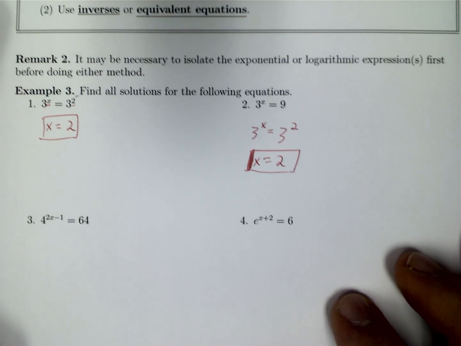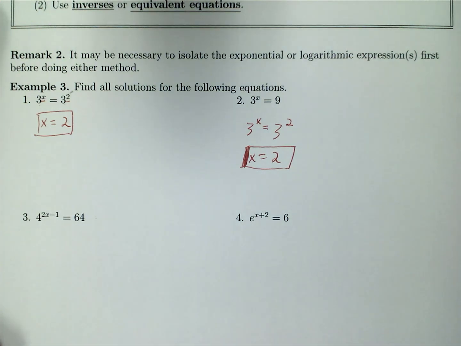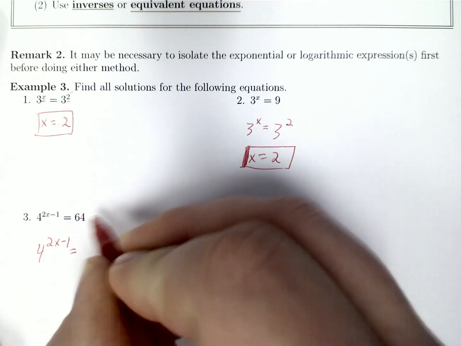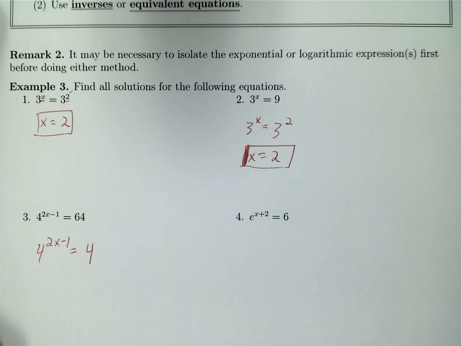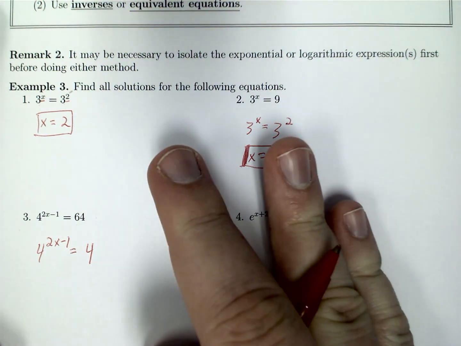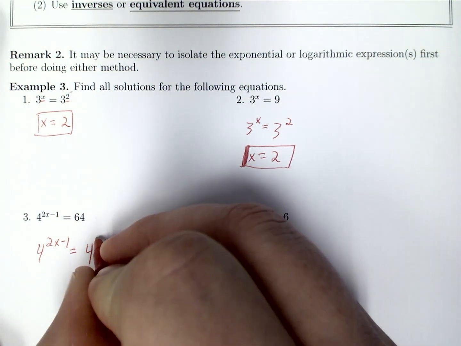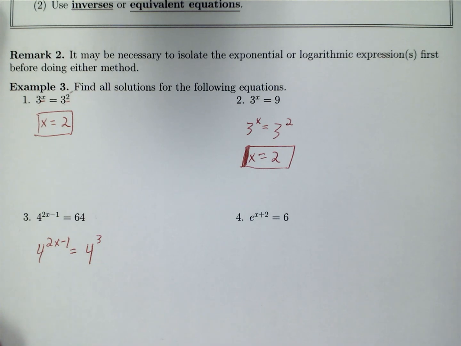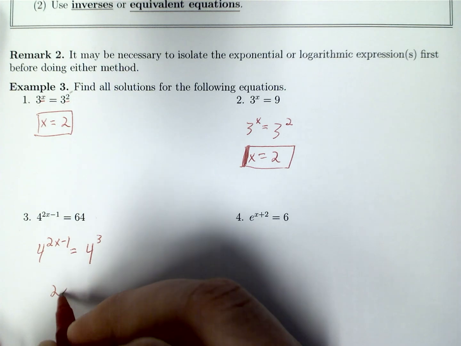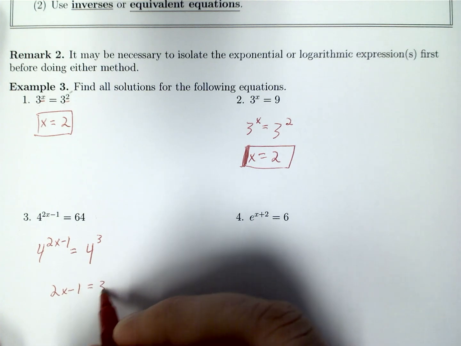Number 3: we have 4 to the 2x minus 1 equals 64. Can we try this method? Sure. We want to rewrite 64 as 4 to some power. 4 times 4 is 16, so it's not 4 to the second power. But 4 times 4, and then times the other 4, gives us 64, so 4 to the third. Now we have 4 to the 2x minus 1 equals 4 to the third. The only way that this is possible is if the exponents equal each other. So 2x minus 1 equals 3.